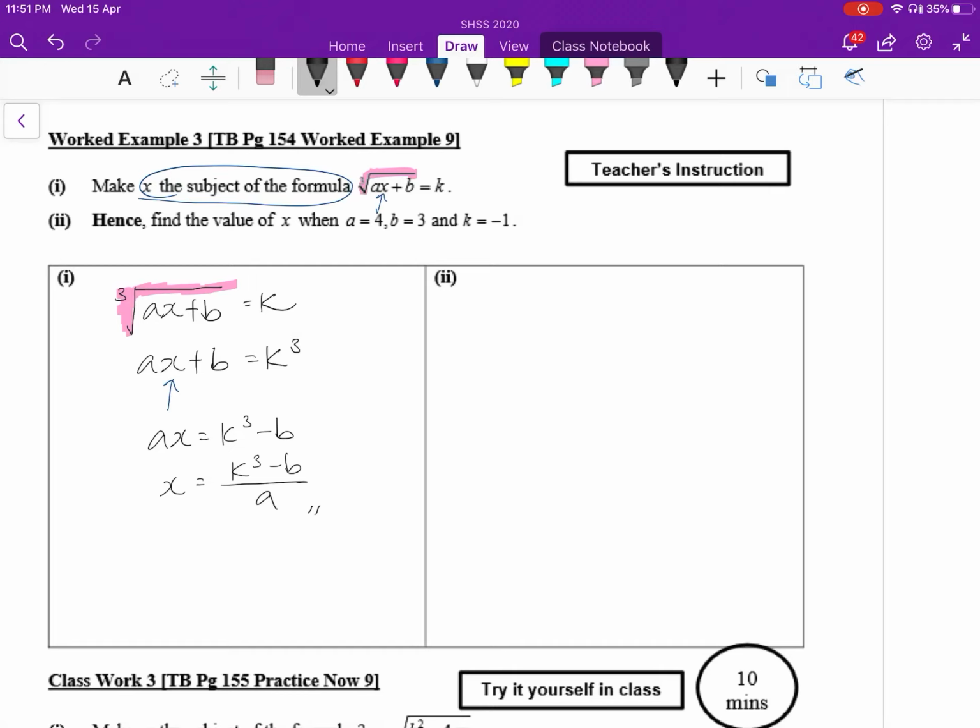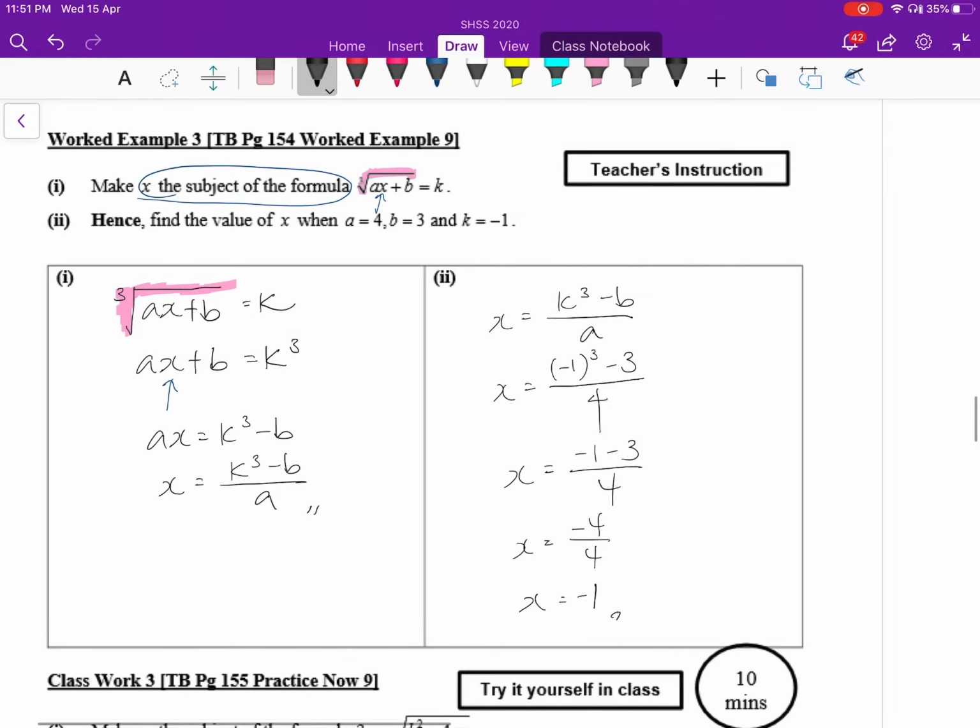Simple. Part 2, find the value of x again using the answer in part 1. Just substitute a equals 4, k equals minus 1, don't forget the brackets, and b equals 3. Then you get minus 1 minus 3 over 4, which is minus 4 over 4, you will get minus 1. And that's it. Done. Simple, right?